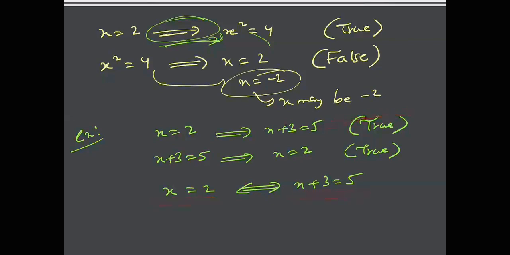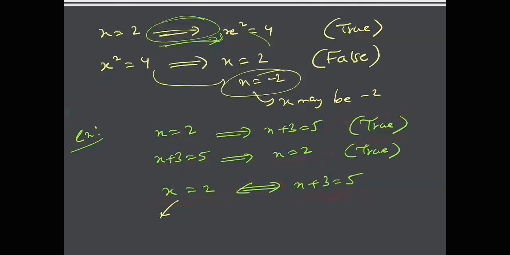This is true. And x plus 3 is equal to 5 implies x is equal to 2. This is true. This statement is true in both the directions. So here we can use this sign, the biimplication or the biconditional sign. And in English we write it in this way.